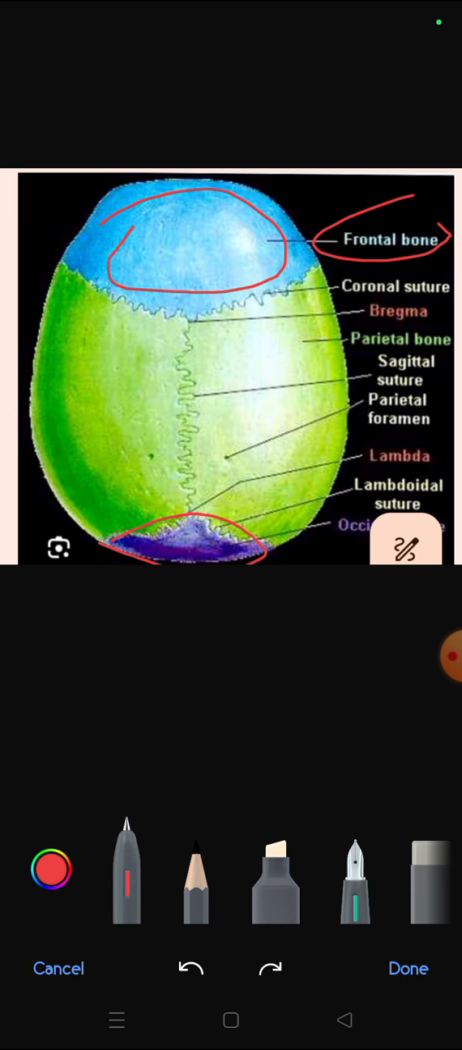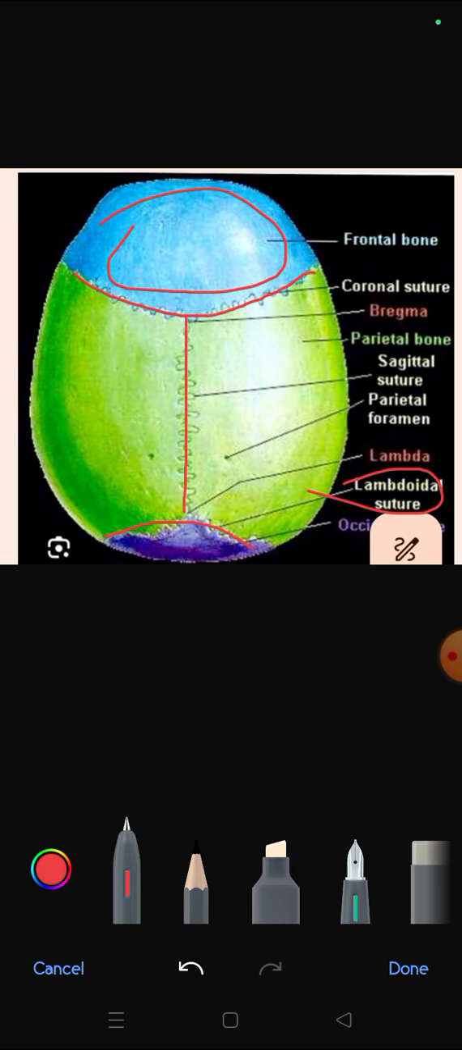Now we will study the sutures present between them. The suture which is separating the frontal bone from the two parietal bones is known as the coronal suture, right? And here is one suture which is separating these two parietal bones from the occipital bone. This is known as the lambdoidal suture. So this is the lambdoidal suture and this is the coronal suture.